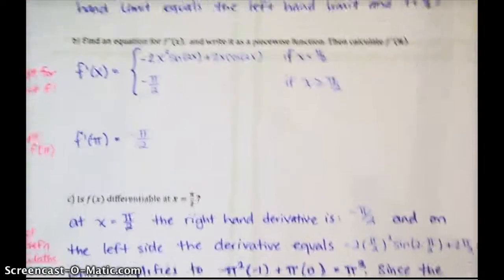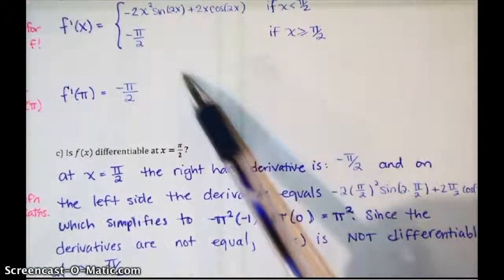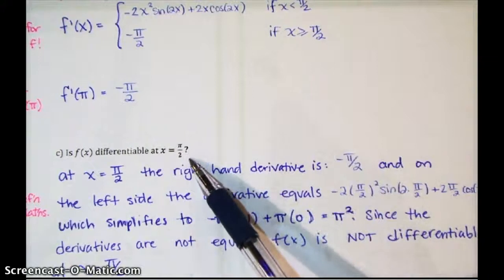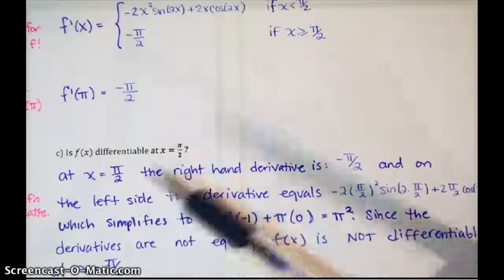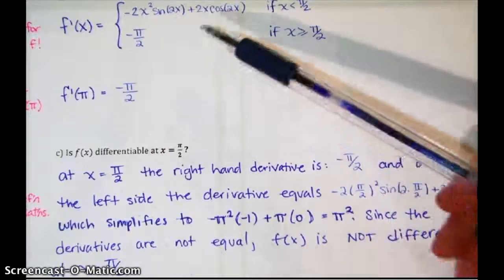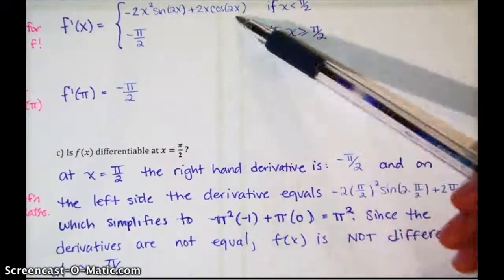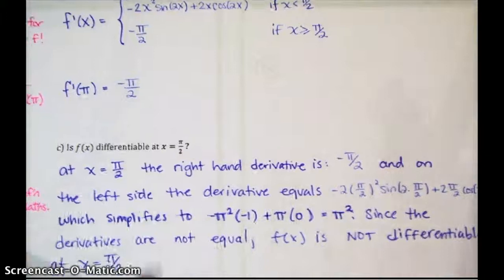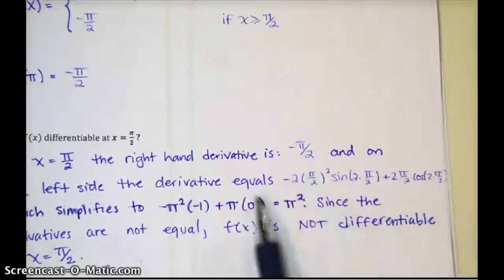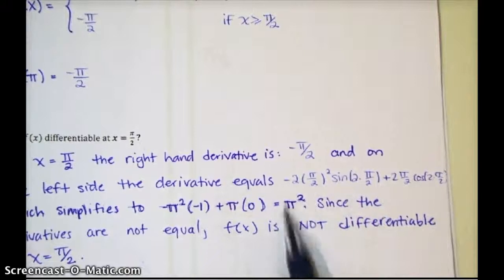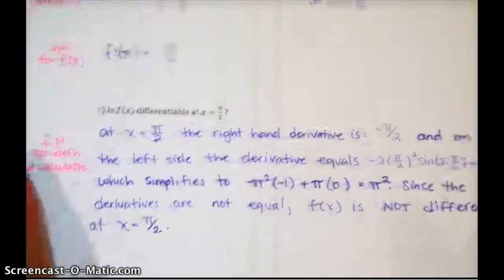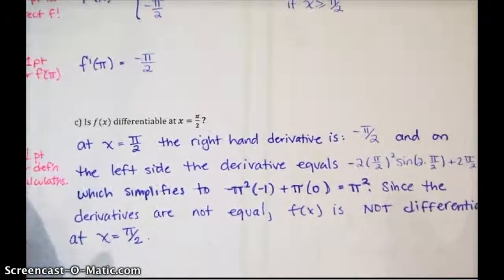And then it asks, is it differentiable? Well, since you've already got the derivative function, we want to know if it's differentiable at pi over 2. You just calculate the derivative on the right hand and the left hand. Clearly, on the right hand, it's just pi over 2. On the left hand, you have to plug in pi over 2 into this expression, and I've got the work off to the side here, which simplifies to pi squared, and that's not the same as what it was on the right, which is why it's not differentiable at that point.